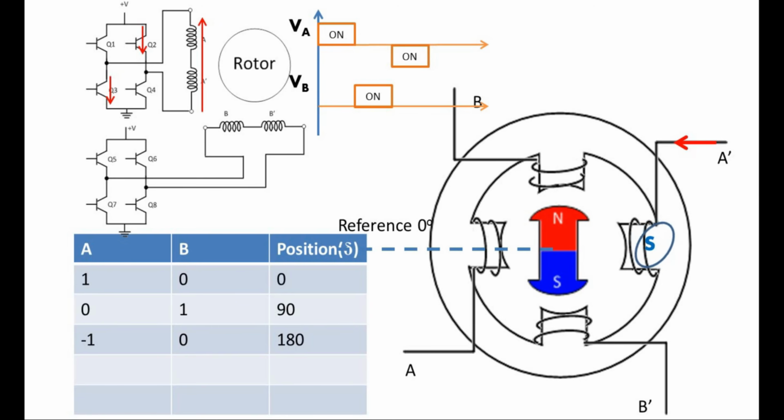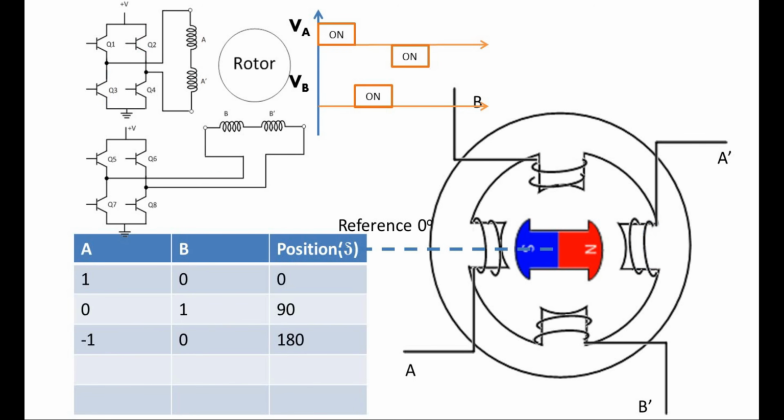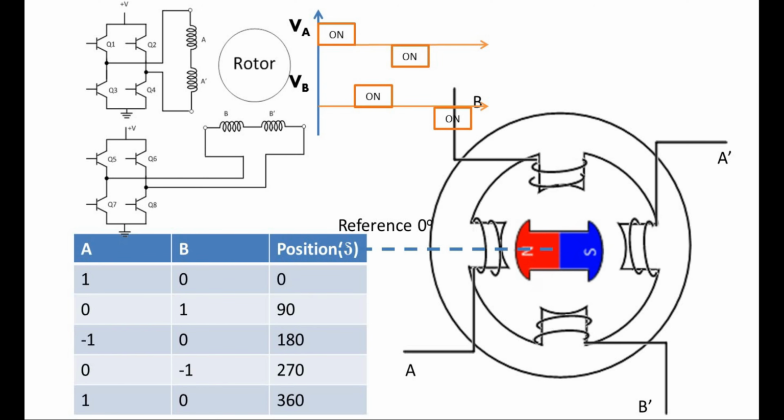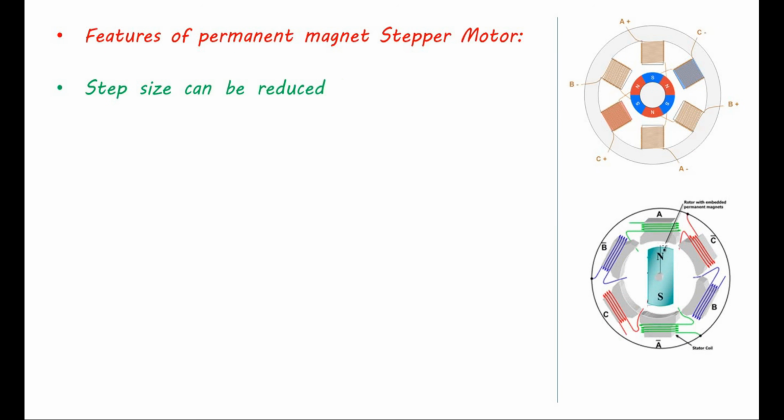Now to create an S pole under the A prime winding, transistors Q2 and Q3 are turned on. This will result in reverse excitation. And finally, Q6 and Q7 are turned on to generate an S pole under the B prime winding. After every excitation, the rotor rotates 90 degrees, called the step size. The step size can be reduced by increasing the number of stator poles.